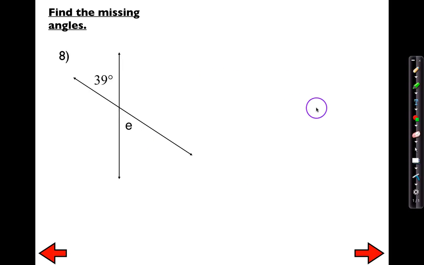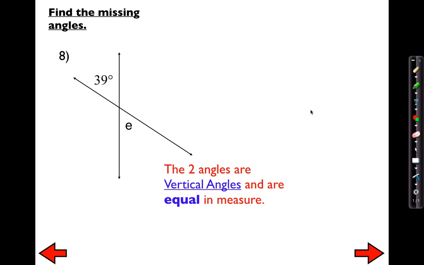Okay, number 8. Go ahead and pause the video and try this one by yourself. Okay, hopefully it didn't take you very long. Hopefully you recognize right away that these two angles are vertical. So the measure of angle E is definitely 39 degrees.